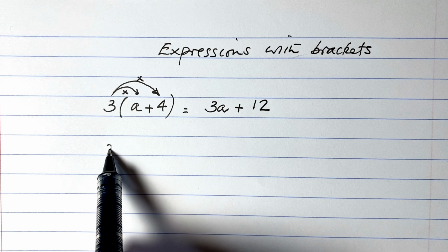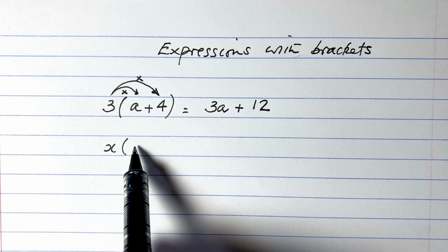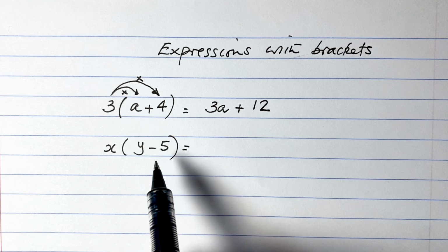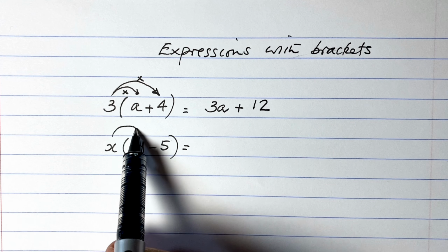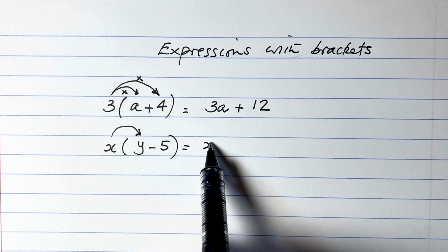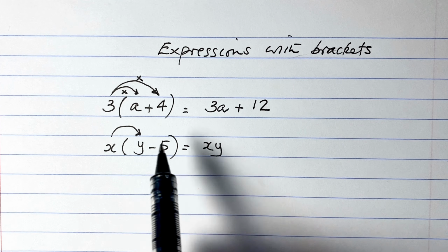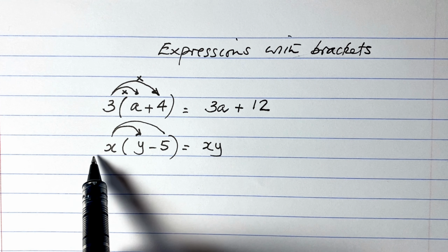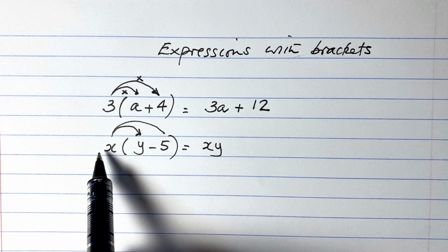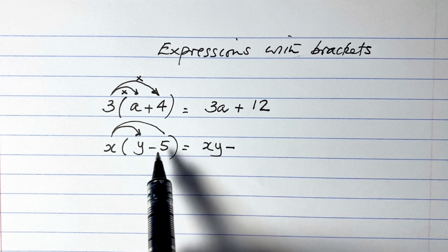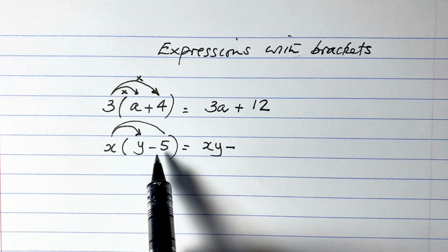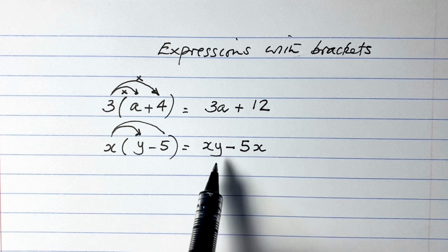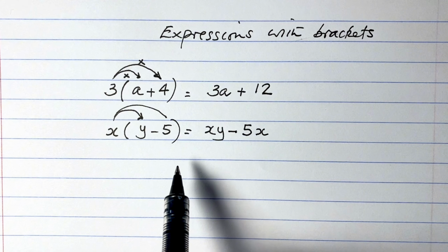Let's have another one. This time we have a letter outside. x bracket y minus 5. The number outside is x. x is multiplied by y, so xy or yx. And then you multiply x by minus 5. Positive x times negative 5, positive times negative is negative. x times 5 is not x5, but it is 5x. If you remember, I said the number should be written first.